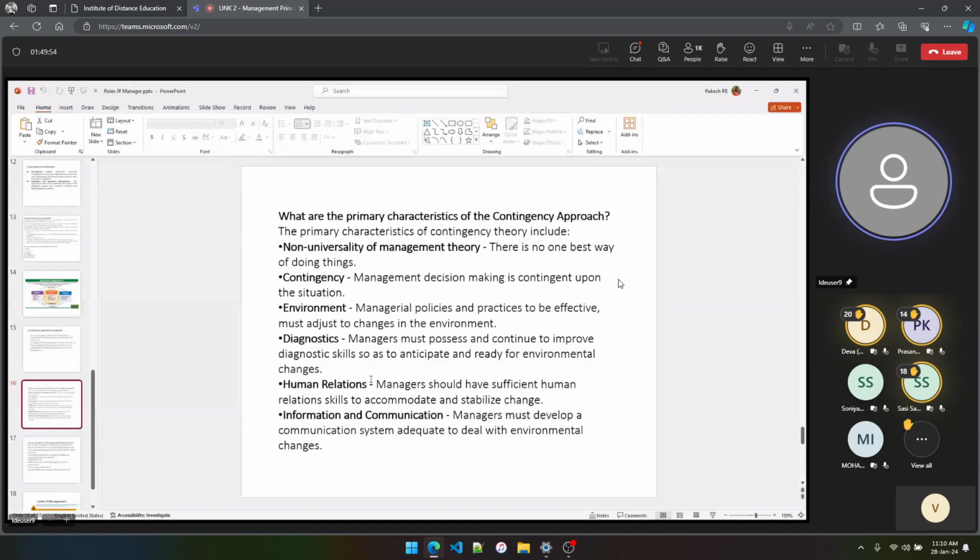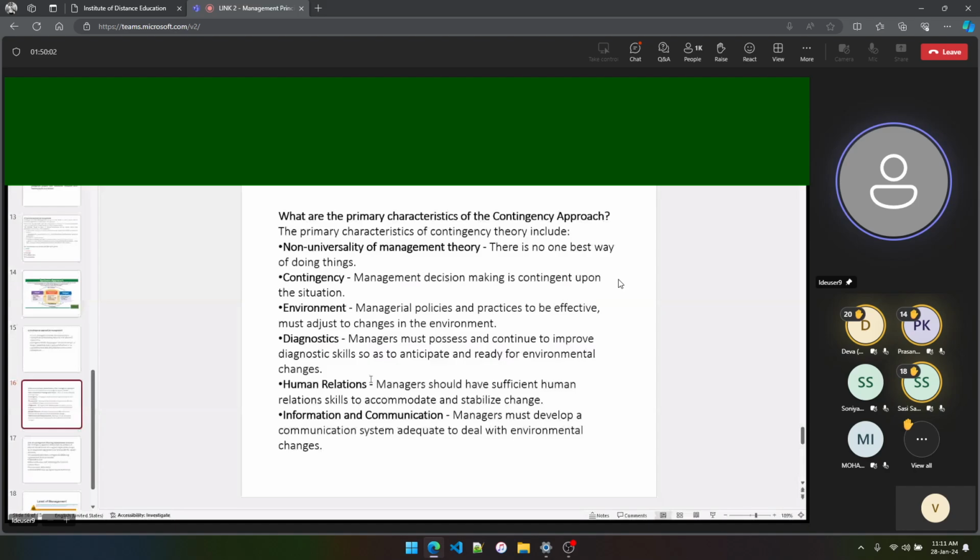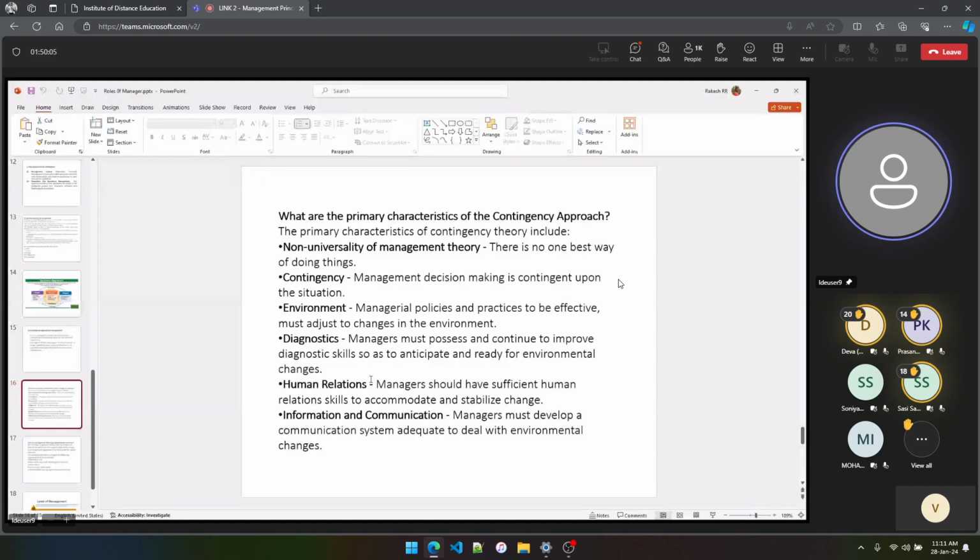What are the primary characteristics of contingency approach? The primary characteristics of contingency theory include non-universality of management theory. There is no one best way of doing things. As I told you, you cannot apply the same principle in the US and India at the same time, because US culture is different, Indian culture is different. So there is nothing called universally common. Okay, saying it must be implemented only this way is not possible.